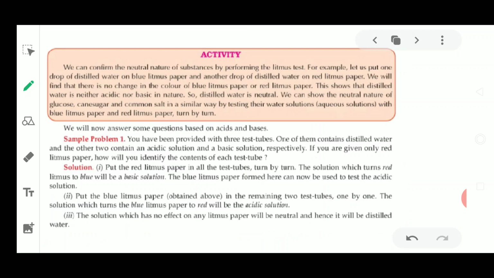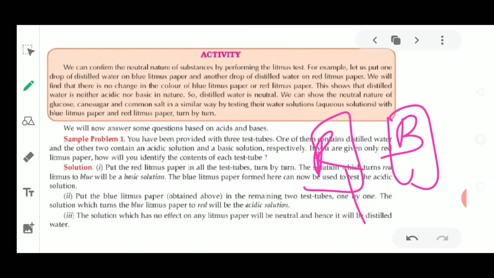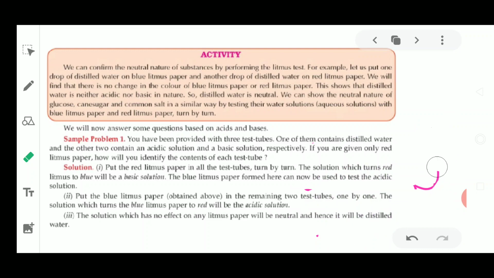For example, let us take a drop of pure water or distilled water over a blue litmus paper and another drop of the distilled water on a red litmus paper. You take two litmus papers, one red, the other blue. Now add one drop of distilled water to each. The distilled water is not going to show you any color change. It means it is neither acidic nor basic, because these two litmus papers change color only with acidic and basic substances. So neutral substances are not going to show you any kind of color change, in aqueous solution or in any type of solution.